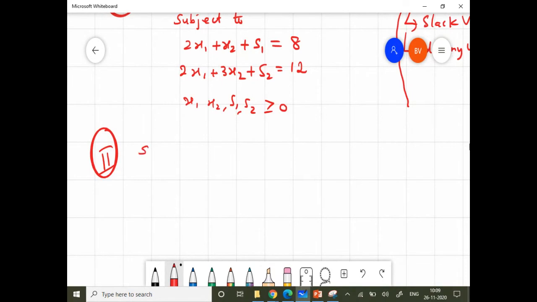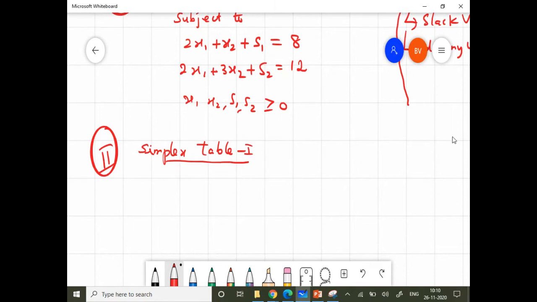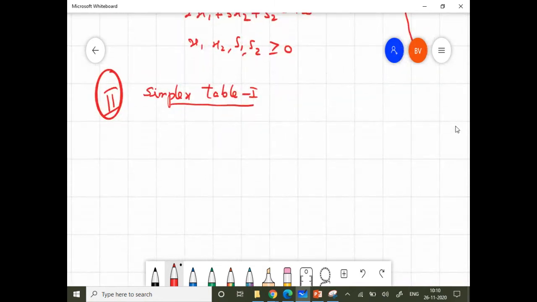Then step number 2, I am writing simplex table 1. This procedure will be repeating. From simplex table 1 onwards, it will repeat. So we need to collect all information on the table. The table consists of some information called B, basic variable, and R, the right hand side.